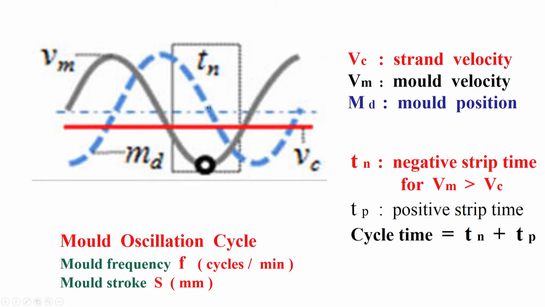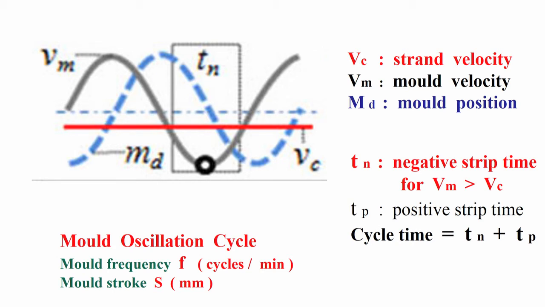Strand velocity in negative strip time, this is the time period of the negative strip time. The whole cycle is this, starting from here to say here, one cycle, and part of this cycle you have negative strip time. What is going to happen in the other part? We call it positive strip time. There the mould velocity is relatively less compared to the strand velocity. Sometimes it is going up also, so naturally it is much different from the strand velocity. Strand velocity is always coming down, mould velocity is sometimes going up and going down.